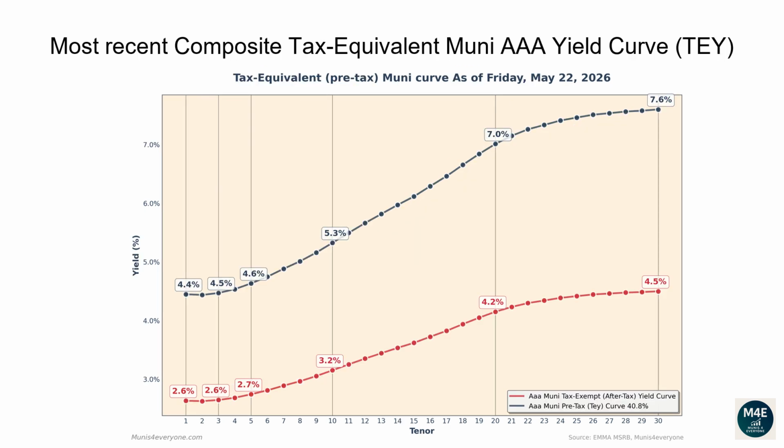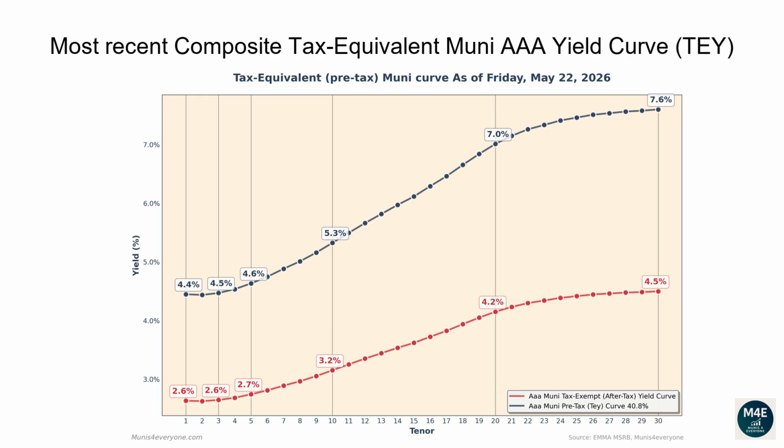Let's now go over the most recent composite tax-equivalent Muni AAA yield curve. The following graph shows, in red the tax-exempt after-tax Muni yield curve, versus in blue its tax-equivalent pre-tax version assuming a 40.8% top tax bracket as of May 22, 2026. Why would you care to see the tax-equivalent version of the Muni yield curve? More on this later. Let's first go over the pre-tax, aka tax-equivalent yield curve.